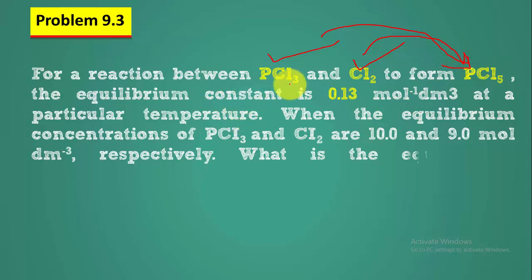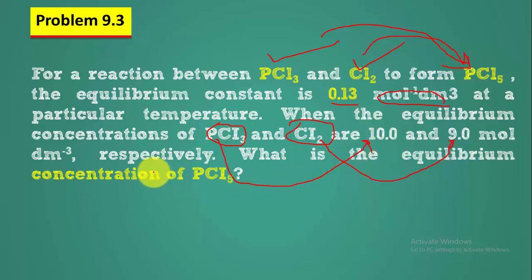So dear students, just to read this numerical, you can see that the equilibrium constant has a value of 0.13 mole inverse dm cube. So its unit has changed because of the calculation of units. The values of Cl2 and PCl3 are given and the value of Kc is given. So we find out the value of PCl5, which is the concentration of the product. So here something is different in this numerical.